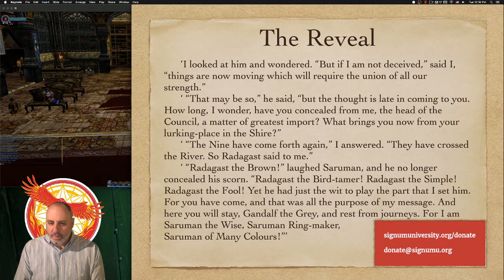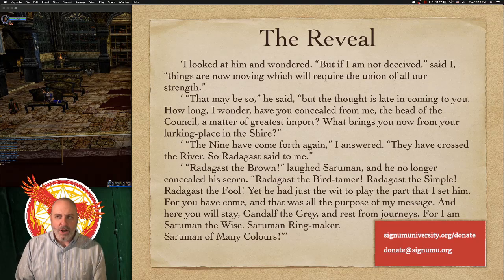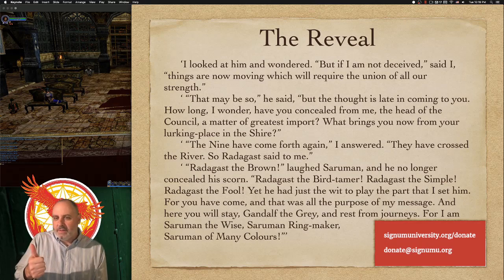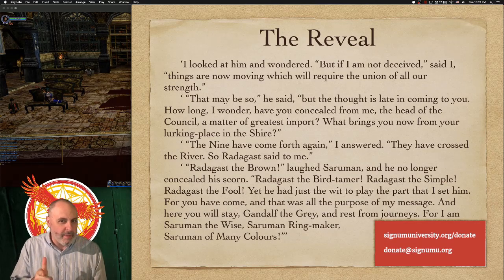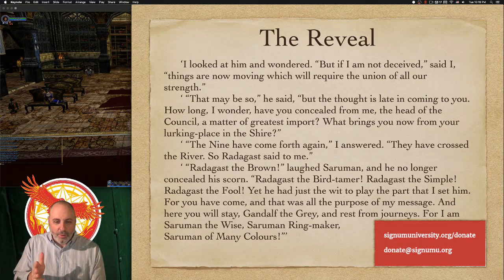The first one is one of the most intriguing. If this is supposed to be a set of restatements, like a refining or a clarification, there's something almost, not exactly syllogistic, that's not quite the right word, but it's almost like a proof, if you see what I mean. He's Radagast the Brown, ergo Radagast the Bird Tamer, that's what that means. Ergo Radagast the Simple, that's what that means. Ergo Radagast the Fool, right? There's a kind of logical progression, almost, if you see what I mean, in that.